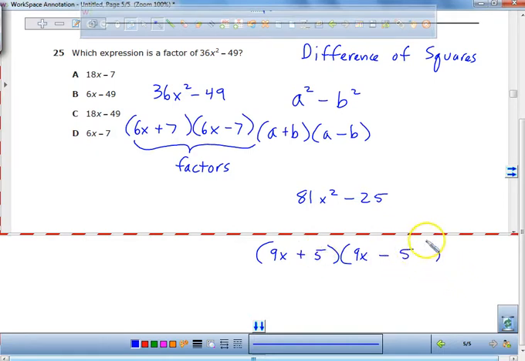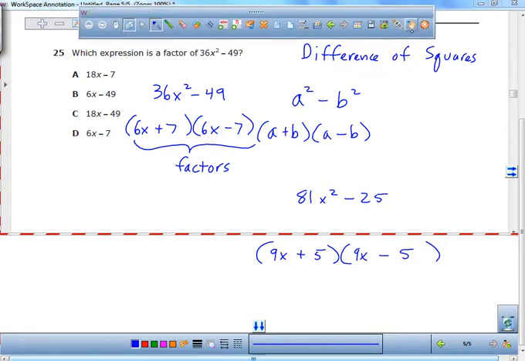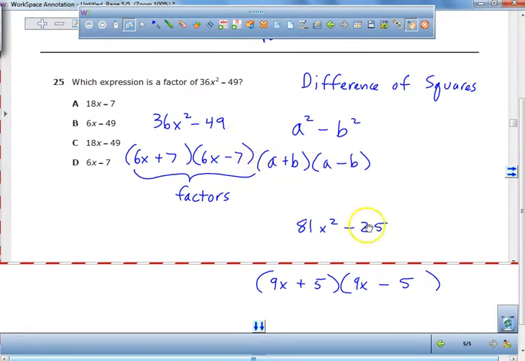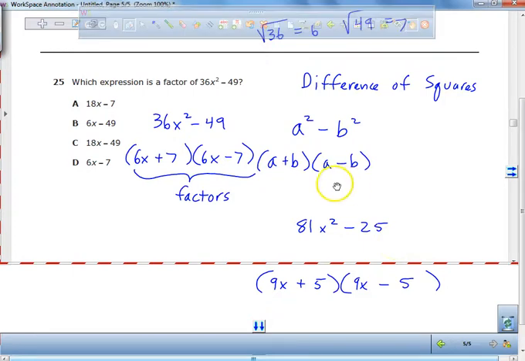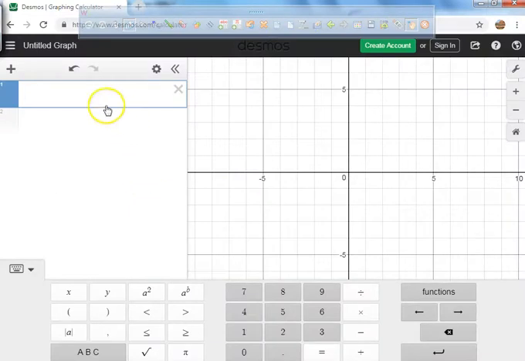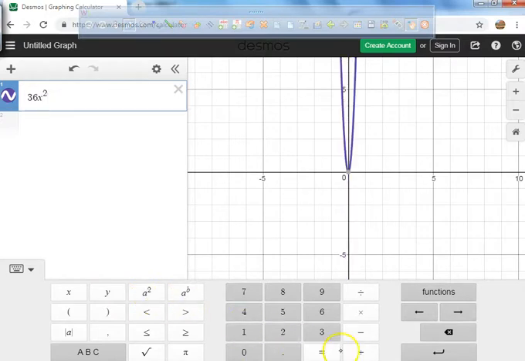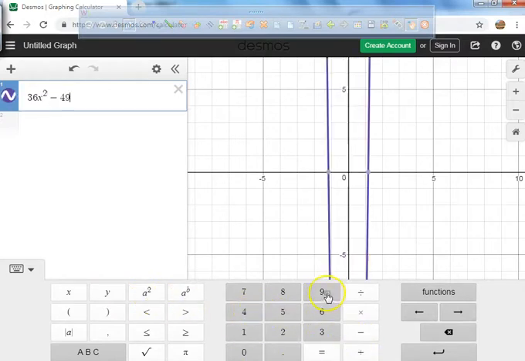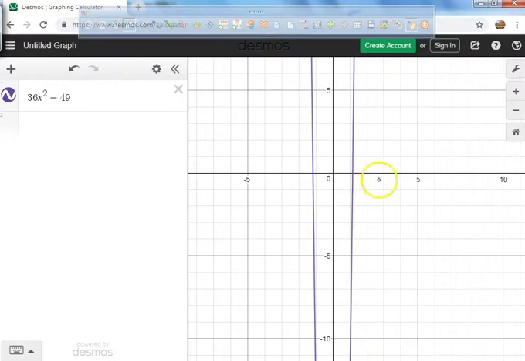Now, obviously, if you're having to take this test and you're like, you know what, I'm not really good at factoring, can we use Desmos to help us with this one? And we actually can. Let me explain to you how you would use it, though. This is the part that you guys need to pay attention to. So here's what I need you guys to do. Go to Desmos. Okay? I need you guys to type in 36x squared minus 49. There it is.